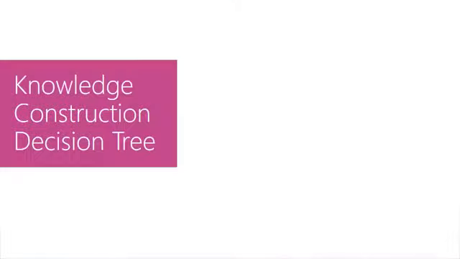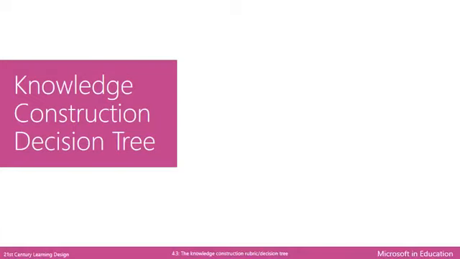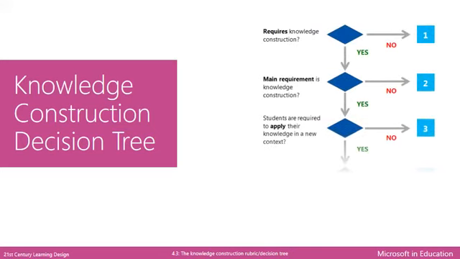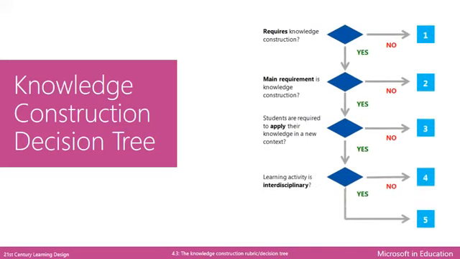We can capture all of these ideas by using the knowledge construction decision tree. For knowledge construction, there are 4 questions in the decision tree. The first relates to whether the activity requires knowledge construction. The second is to determine if knowledge construction is the main requirement of the activity. The third question asks if students apply their knowledge to a new context. And the last one determines if the activity is interdisciplinary.